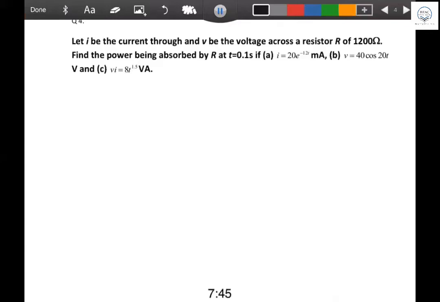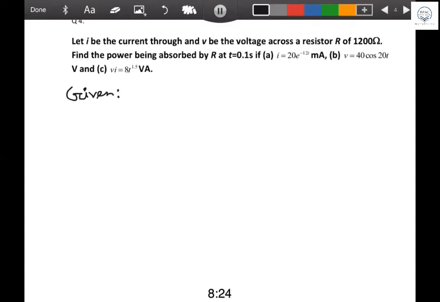Now, if you read the question, what does the question say? Let I be the current through and V be the voltage across a resistor R, which is 1200 ohm. Then find the power being absorbed by the resistor. A resistor is always absorbing power. So here things are given like that. If you go with this, then you can see this is given here.